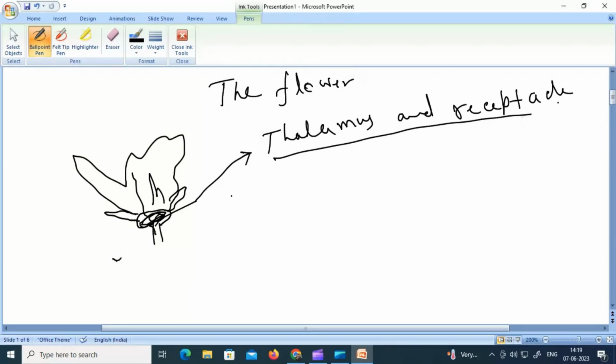So thalamus is over. But one important thing is that in the case of a false fruit like apple, suppose this is the apple. You know that this is not a true fruit, because here the pericarp is not fleshy or not edible. So what is the edible part? The edible part is actually the thalamus. When the thalamus bulges and becomes fleshy, it converts into the apple fruit. But actually, that is not the true fruit. So this is the thalamus.